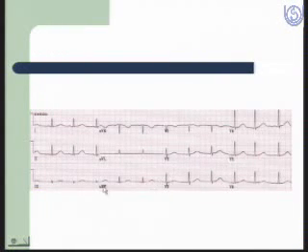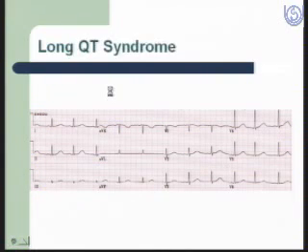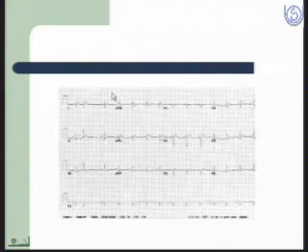Here again in this ECG you see that the QT interval is very long. A simple rule is, if you measure the QT interval in millimeters and see the RR interval in millimeters, if the QT interval is more than half of the RR interval, it is prolonged. So this is a simple way in which one can calculate the QT interval.